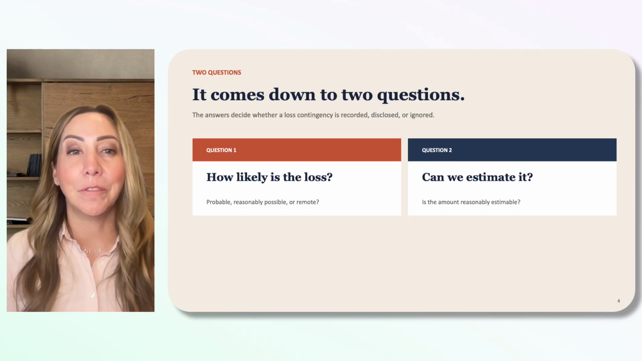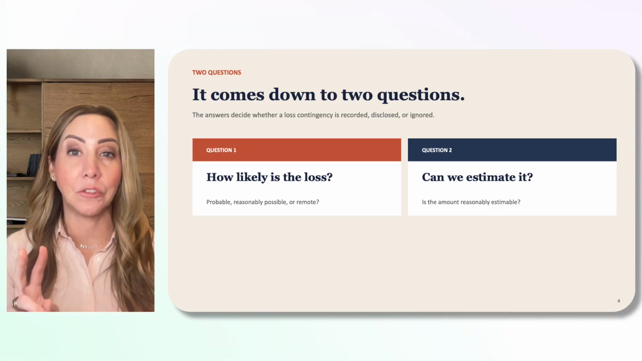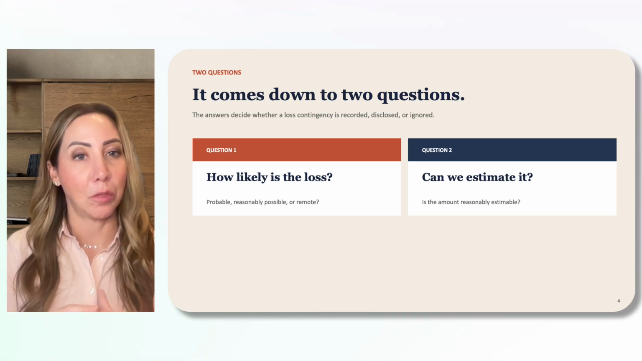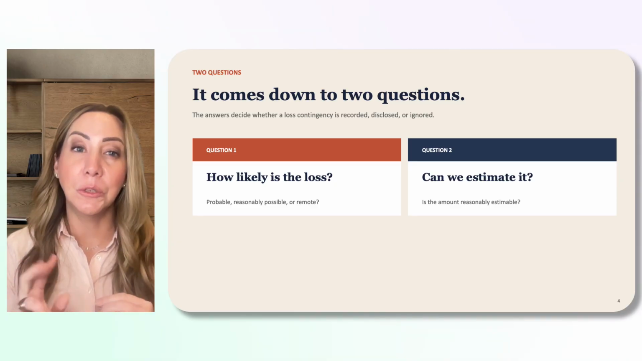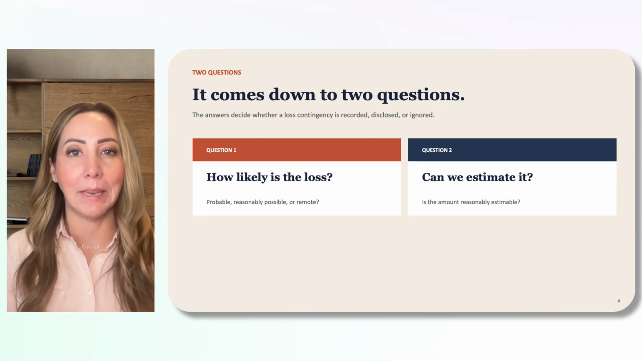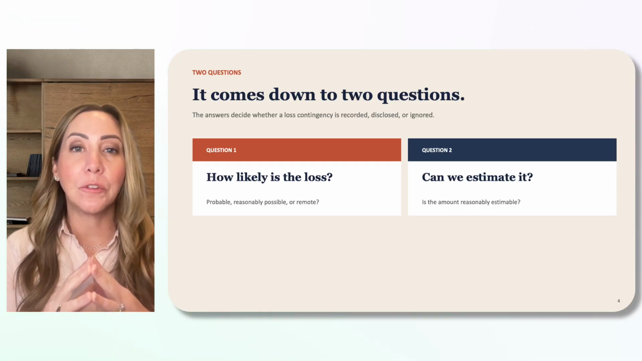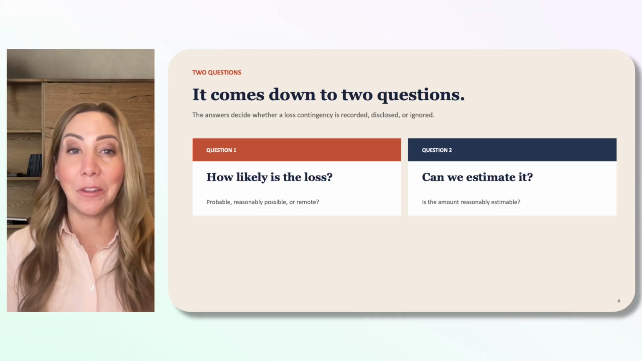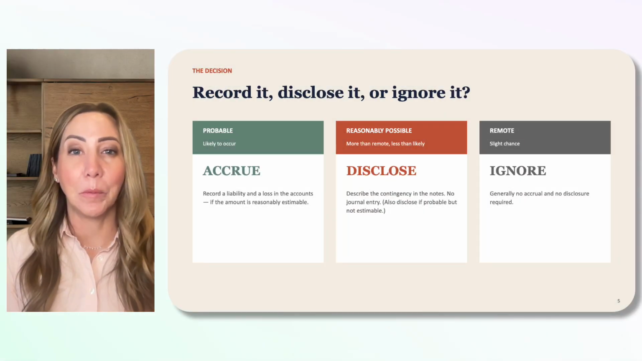The accounting rules are very much driven by the conservatism principle here. So the whole decision comes down to two questions. Question one, how likely is the loss? We sort the likelihood into three buckets: probable, reasonably possible, or remote. Question two, can the loss be reasonably estimated? The answers to these two questions taken together tell us whether to record the contingency, disclose it, or ignore it. So let's put them together into a decision framework. Here's the framework, and it's probably worth memorizing.